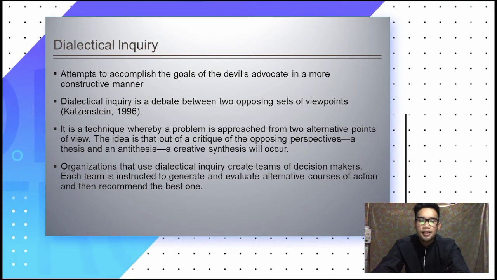Organizations that use dialectical inquiry create teams of decision makers. Each team is instructed to generate and evaluate alternative courses of action and then recommend the best one. Then after hearing each team's alternative courses of action, the teams and the organization's top managers meet together and select the best parts of each plan and synthesize a final plan that provides the best opportunity for success.